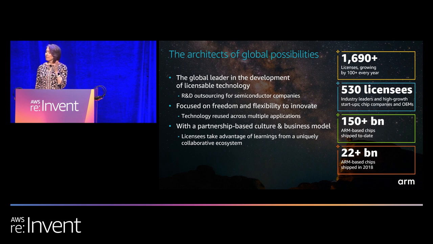ARM's business model of licensing IP to our semiconductor partners allows us to build a product portfolio and a strong and global ecosystem around our ARM architecture. We have over 500 licensees, and to date, these 500 licensees have shipped over 150 billion semiconductor devices. Just 18 billion of those, 22 billion of those in 2018 alone.